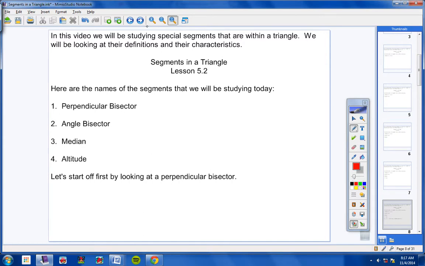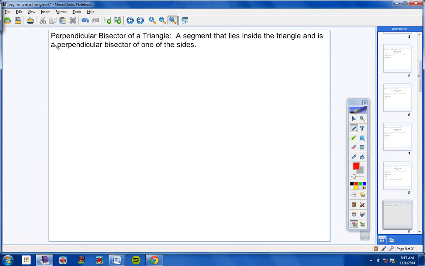Let's start off first by looking at a perpendicular bisector. Copy this definition in your notes, students. You are responsible for this definition. Perpendicular bisector of a triangle: it is a segment that lies inside the triangle and is a perpendicular bisector of one of the sides.